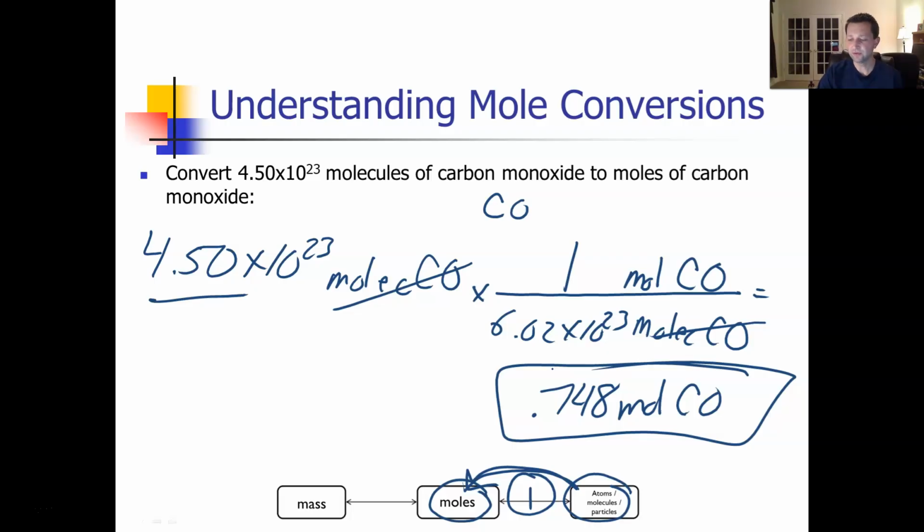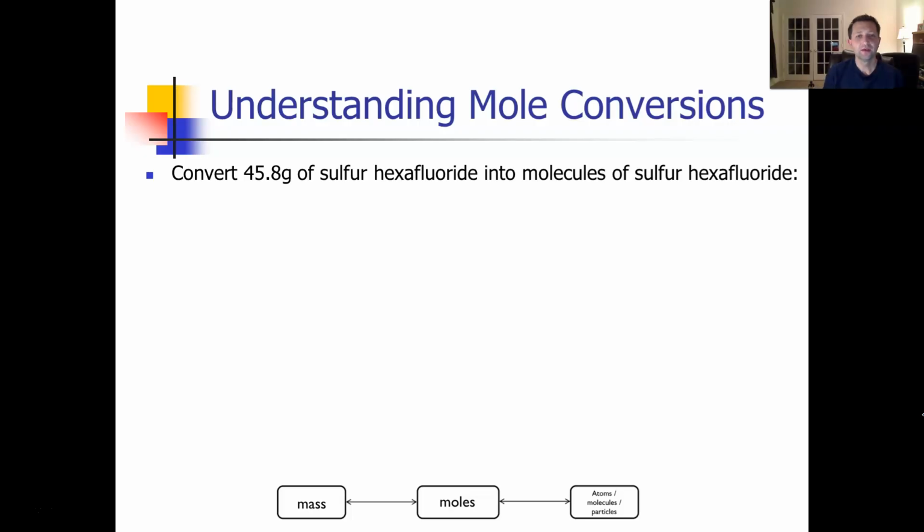All right. So let's do one more, I think, where we tie it all together. I want to convert 45.8 grams of sulfur hexafluoride into molecules of sulfur hexafluoride. So sulfur hexafluoride, we have to write the chemical formula for that. SF6, all right. Hexa means 6. This is from our nomenclature unit.